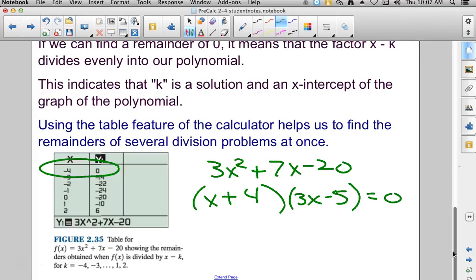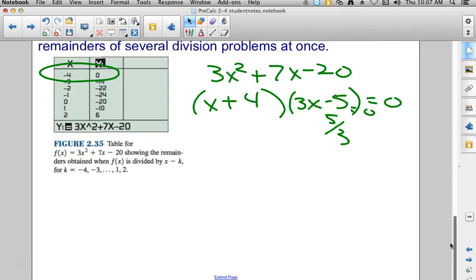And now we can get the other 0 very quickly. Even though this one probably wouldn't show up on our normal table, we could set this equal to 0, add 5, divide by 3, boom, there's the other 0. We've got it. So finding those factors, finding when the remainder is 0, is huge. You know, it is huge.